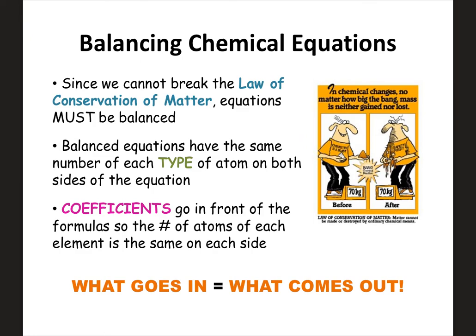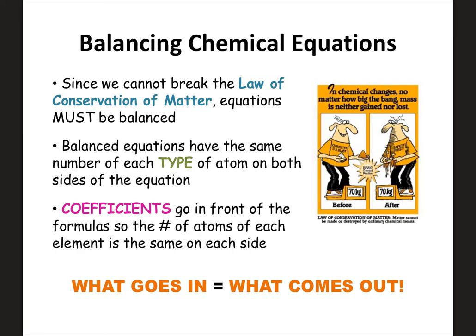And basically the reason why equations need to be balanced is because we cannot break the law of conservation of matter. You can't end with more atoms of one substance than you started with, because then you would have essentially created matter here. Okay, so you have to have the number of atoms that you're starting with equal to the number of atoms for that particular element that you're ending with.